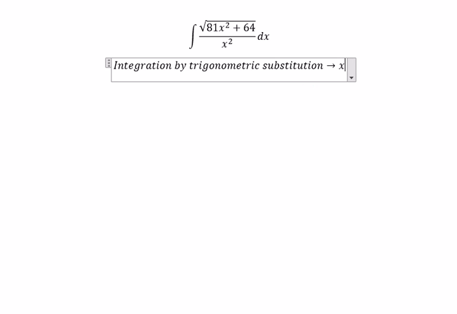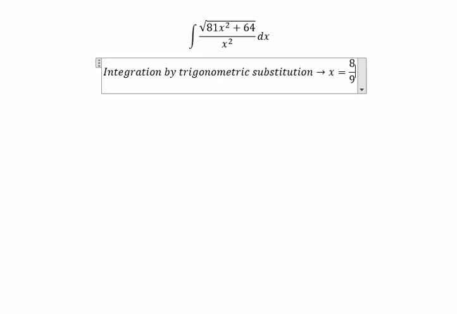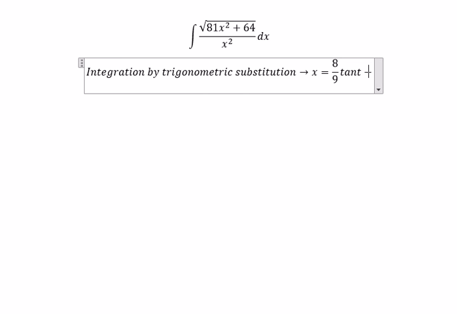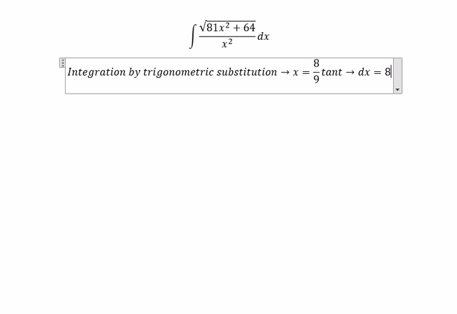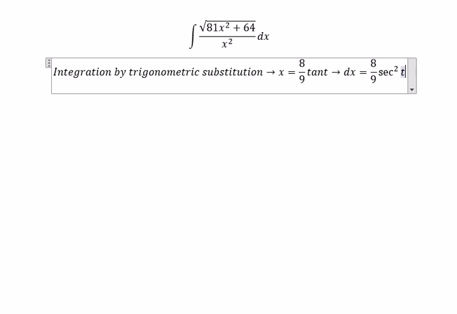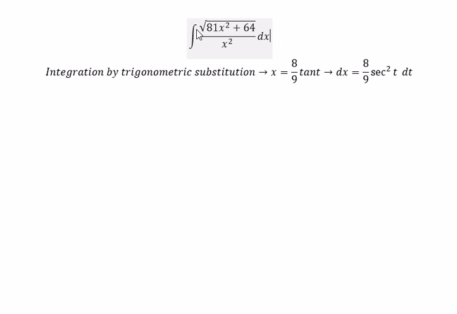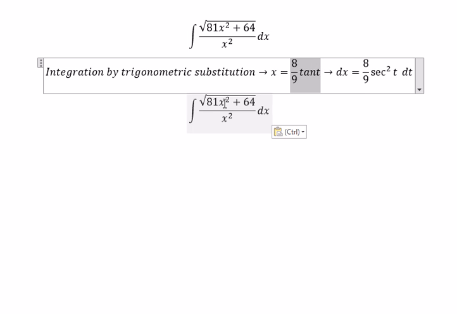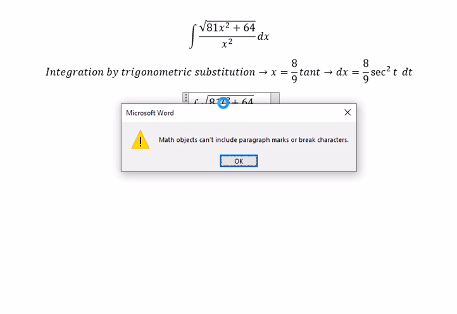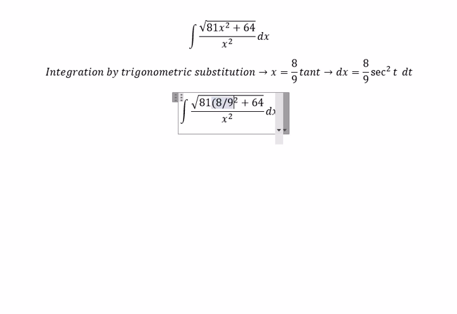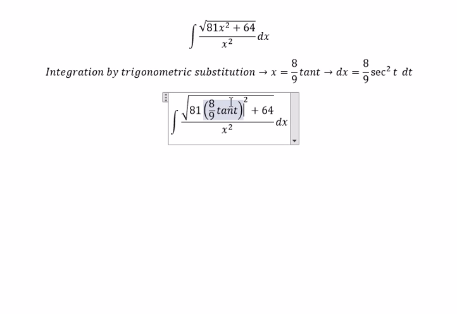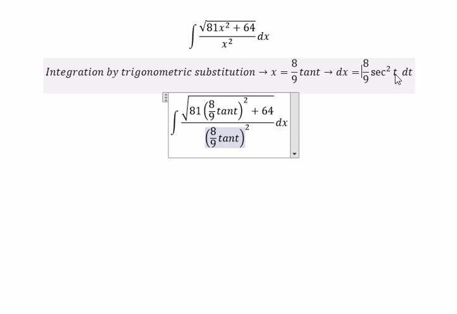So we put s equals 8 over 9 tan t. ds equals 8 over 9 secant of t square dt. So we put this one in here, and this one in here. ds we change for this one.